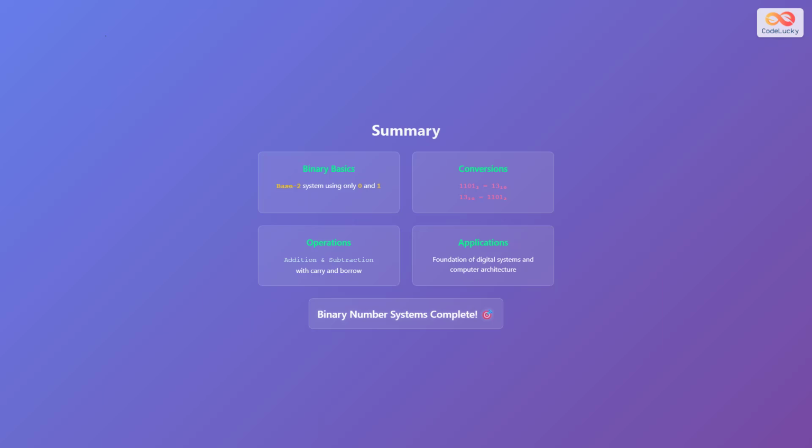Let's quickly summarize what we've covered. Binary is a base 2 system that uses only the digits 0 and 1. We learned how to convert between binary and decimal numbers, for example 1101 in base 2 equals 13 in base 10, and 13 in base 10 equals 1101 in base 2. Finally, we went over the basic rules for binary addition and subtraction, including carry and borrow operations. Understanding binary number systems is fundamental to understanding how computers work.